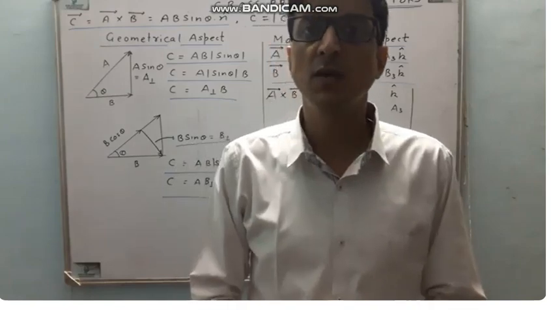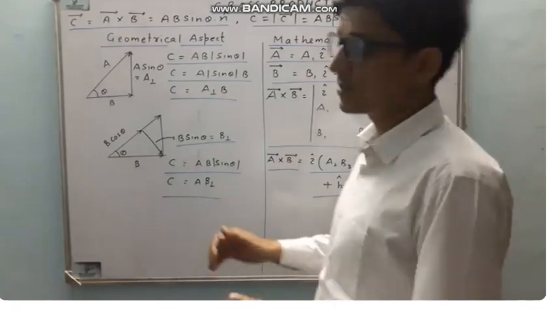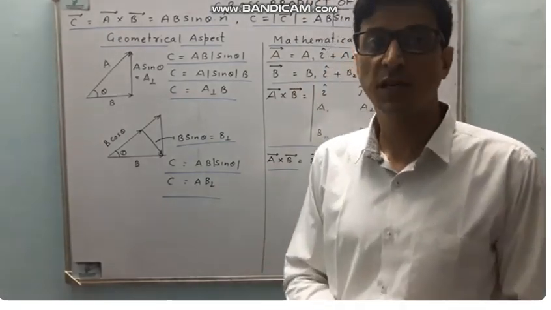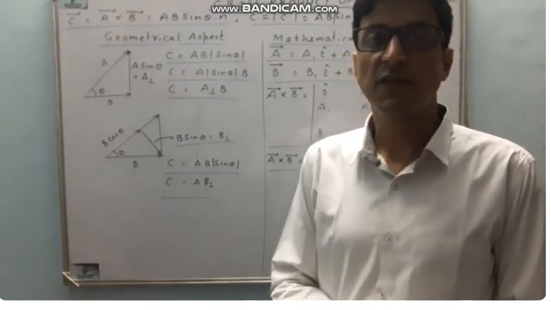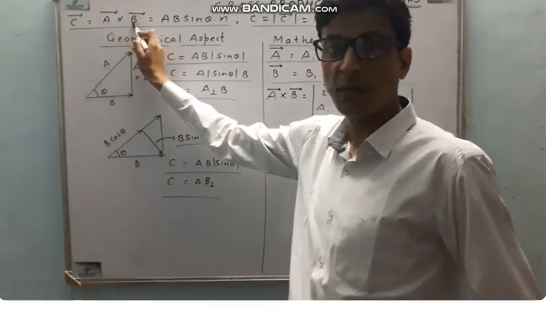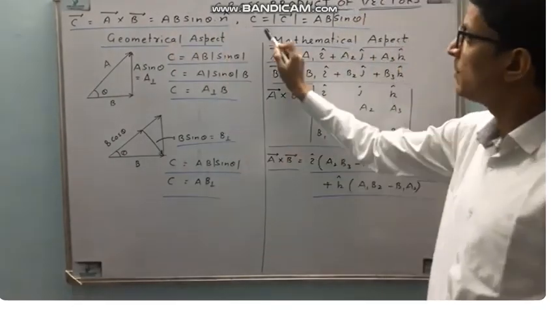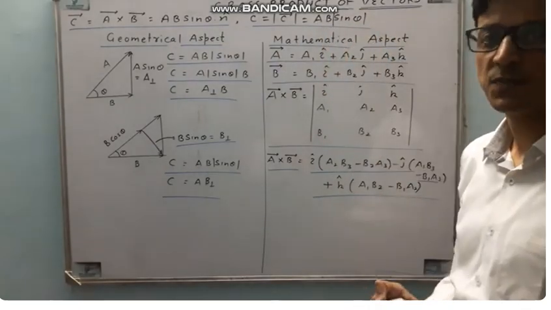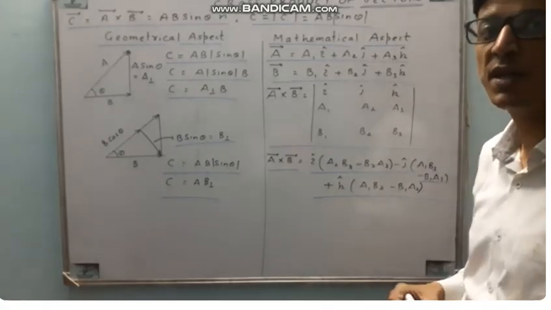Today we shall discuss the cross product of vectors. The cross product is represented by a single cross. Let's assume that we have two vectors, vector A and vector B. Then their cross product, vector C, is defined by C = A × B = AB sin θ n̂. So the magnitude of this vector can be written as AB |sin θ|. We will analyze it in terms of the geometrical aspect and the mathematical aspect.